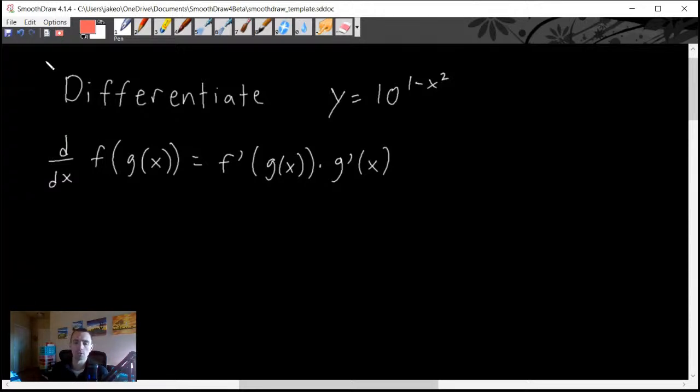But usually, it's best to think about it by looking first at where your variable appears. So in this case, we can see that our function is a function of x, right? We have an x right here.